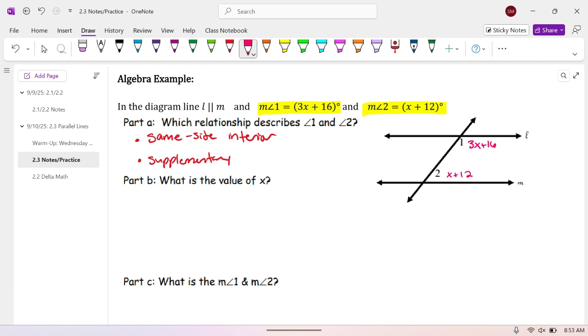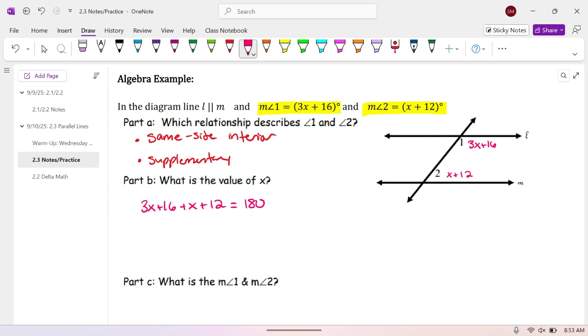Say it one more time. You wouldn't set them equal to each other because they're not congruent. They are supplementary. So what do you think? Right. So we would add them together, set equal to 180. So that's why knowing those relationships is important. If they're congruent, you'll set them equal to each other. If they're supplementary, you'll add them together, set equal to 180. So we're going to do 3x plus 16 plus x plus 12 is equal to 180 degrees.